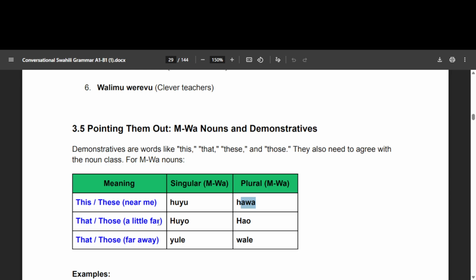Another thing we have is far away, mbali sana. Mbali sana is far away, that and those. You notice in English they are the same, that and those, but in Swahili, for the distance far away, mbali sana, maybe you are at the window, just looking through the window and you see someone very far away. You say yule. Yule means that is very far away. If they are many, you say wale. Wale, as you can see here, yule and wale.